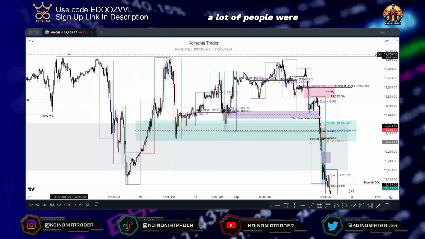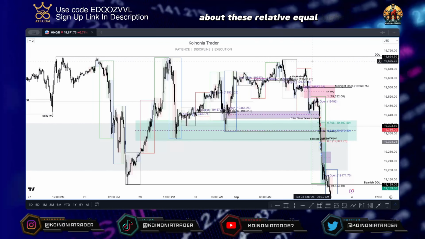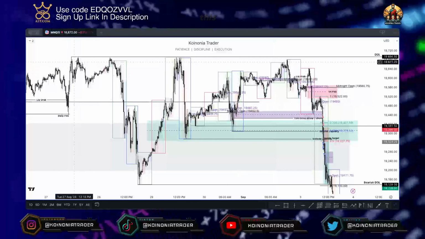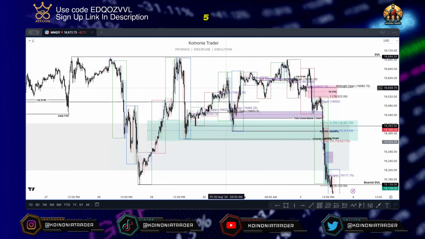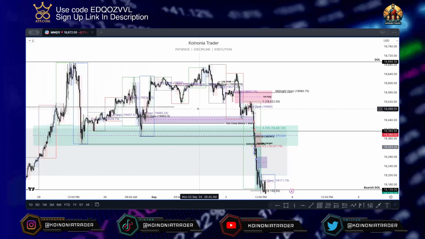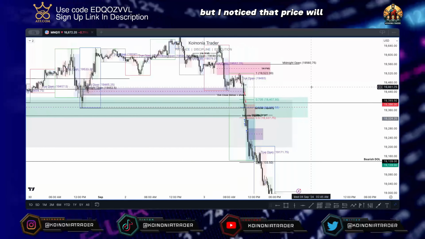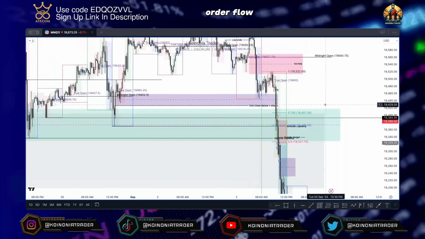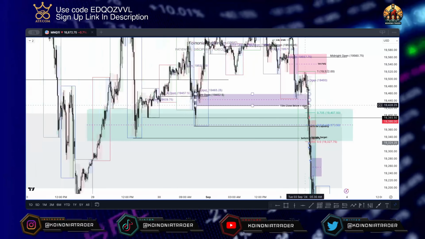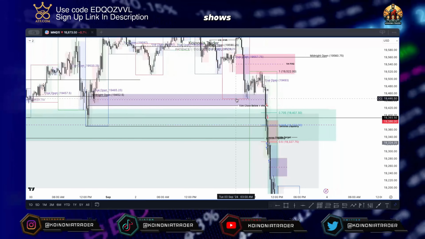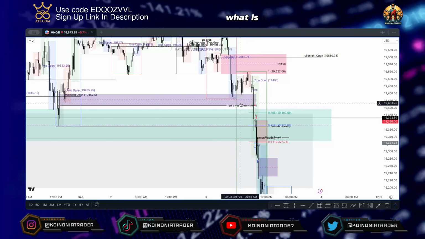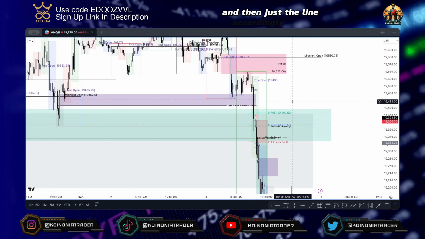I know a lot of people were nervous about these relative equal highs, but I mean, this doesn't really happen often. You got 1, 2, 3, 4, 5 relative equal highs, it seems. But I noticed that price will still just respect order flow. So just trade what the charts show you. Forget if there's equal highs, equal lows. Trade what the chart shows you, how price is moving, what it is respecting, and then just align accordingly.